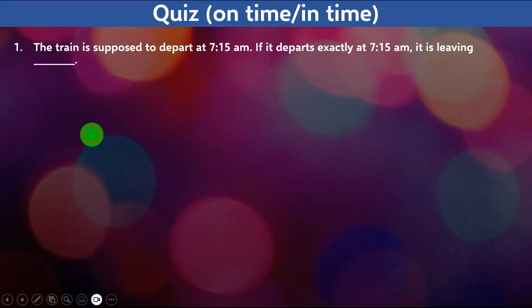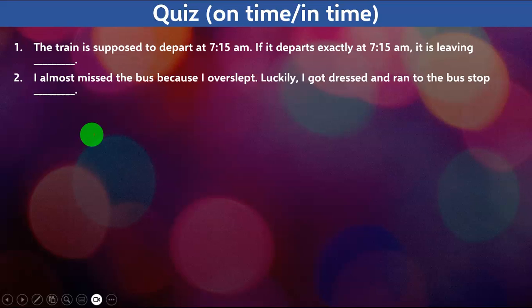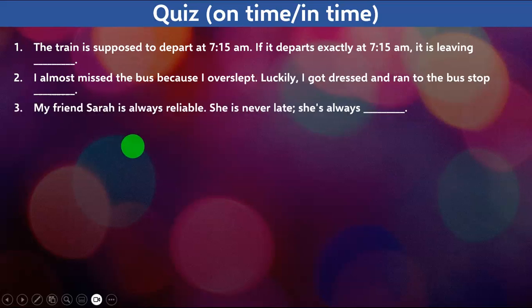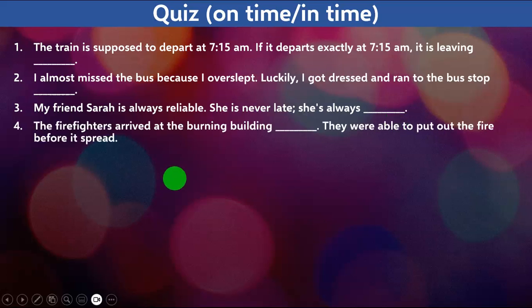Okay, that's number 1. Number 2, I almost missed the bus because I overslept. Luckily, I got dressed and ran to the bus stop dash. Number 3, my friend Sarah is always reliable. She's never late. She's always dash. Number 4, the firefighters arrived at the burning building dash. They were able to put out the fire before it spread.